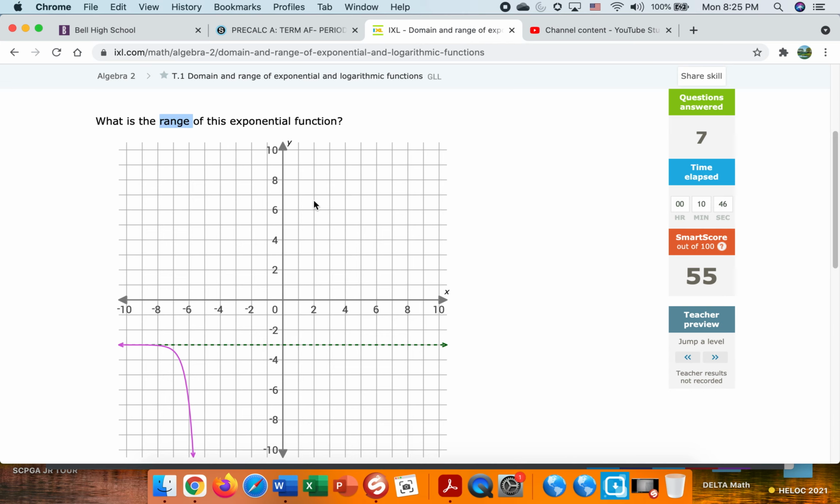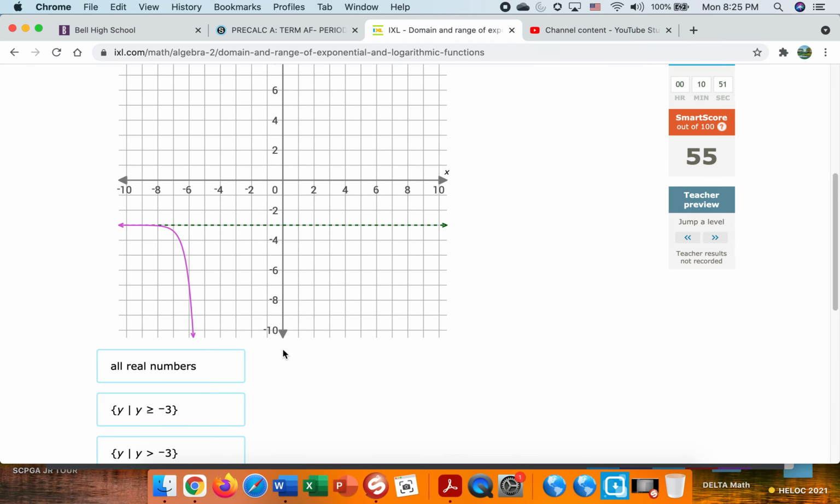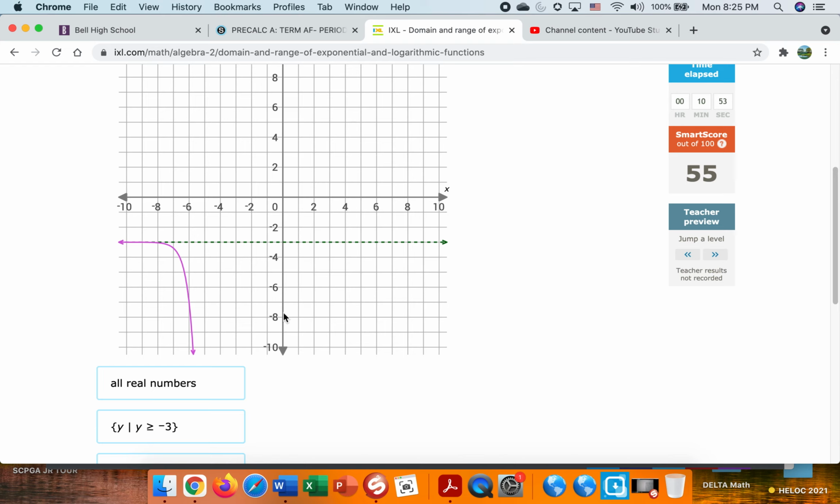Range is the y values, right? Again, we have these asymptotes. So again, we start from the least or from the negatives. From the negatives, we see the arrow, it's coming up. It's coming up from all of negative infinity. It's coming up, it's coming up, it's coming up. It goes to -6, it goes to -5, it goes to -4. But does it go past -3 on the range, right?